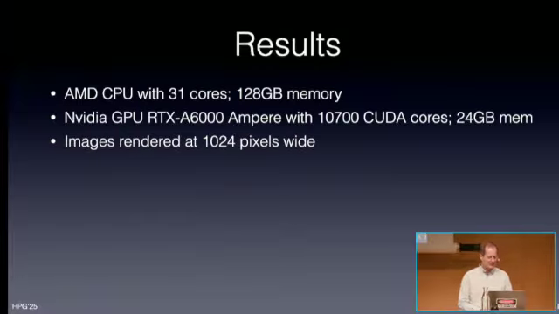And now for some results. Most of these are gathered on my computer, which has a CPU with 31 cores, 128 gigabyte memory. It also has an NVIDIA Ampere card with 26 gigabyte memory. And all these images are rendered at 1024 pixels.